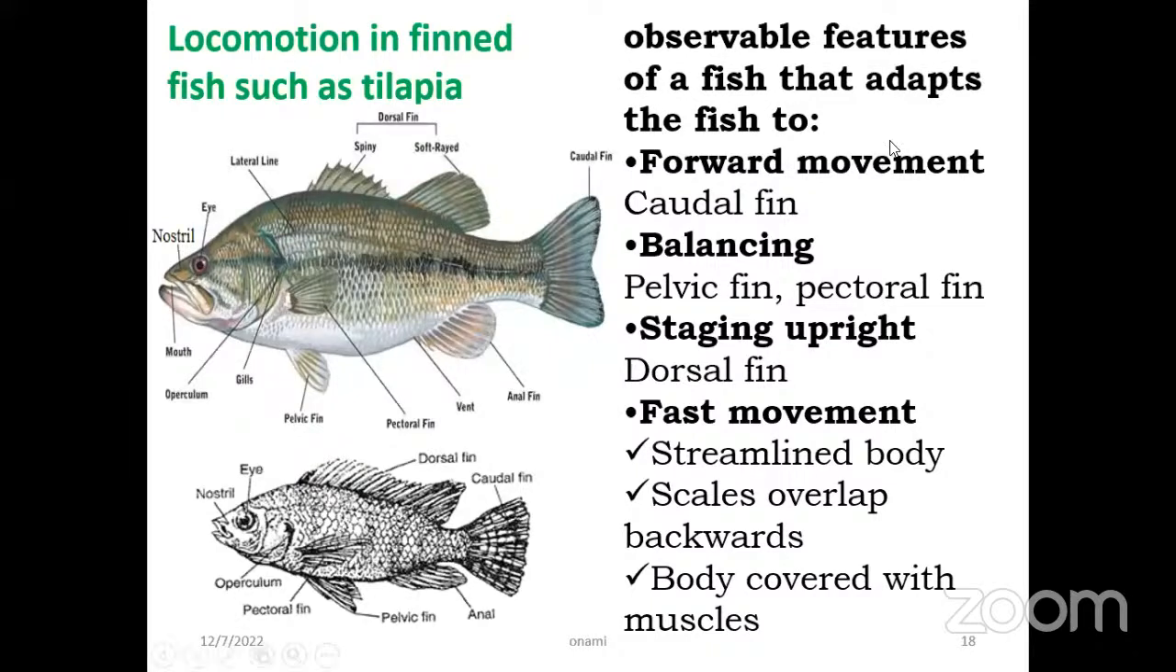Now, so what do these features enable the fish to do? If the fish wants a forward thrust, forward movement, it will move the caudal fin side to side together. So that forward movement is enhanced by the propulsion activity of the caudal fin, which is also called the tail fin. If the fish wants to balance in water, it will use the paired fins. The paired fins are the pelvic and the pectoral fins.